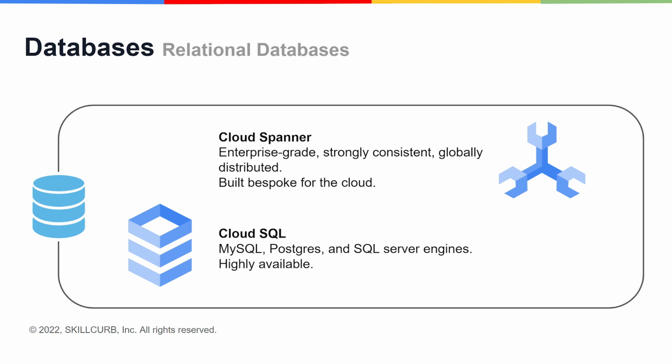Now let's take a look at Cloud Spanner. This is an enterprise-grade, globally distributed, and highly consistent database service that was built bespoke for the cloud. Cloud Spanner provides a dedicated network with low latency, high reliability, and security for its users globally.